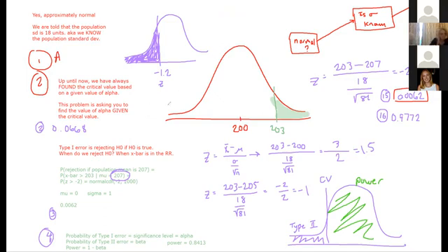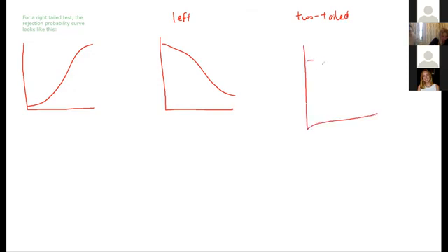Continuing to number C. So let's actually clear all this mess. We don't need this anymore. The rejection probability curve. So for a right-tailed test, the rejection probability curve looks like this. And then, as you can probably guess, for a left-tailed test, it looks like this. And then for a two-tailed test, the curve looks like this. Okay? So take a mental snapshot of that if you'd like, but for a right-tailed test, the rejection probability curve looks like this guy on the left, which we're going to do.